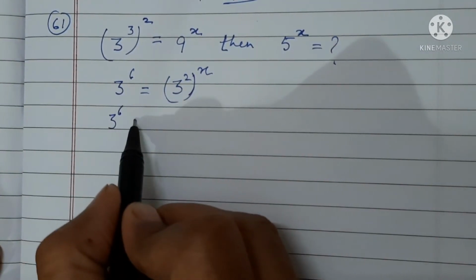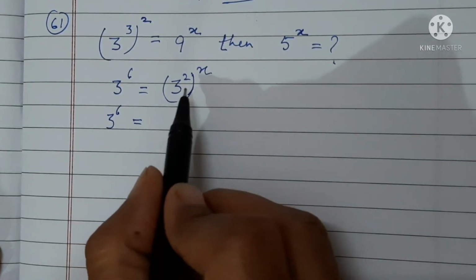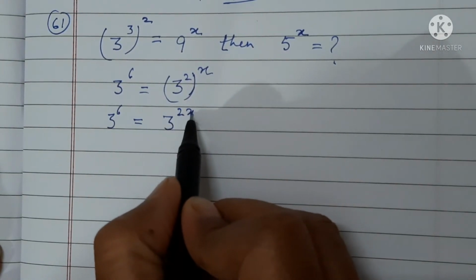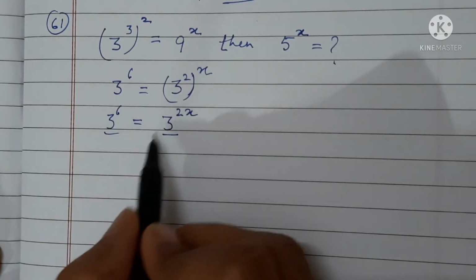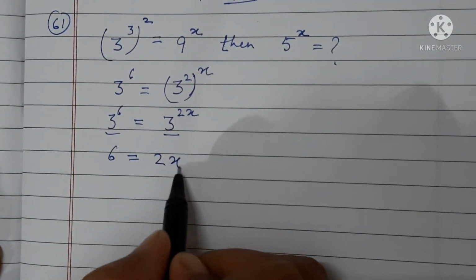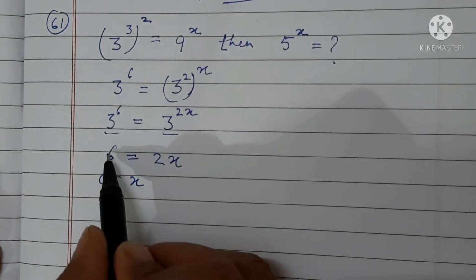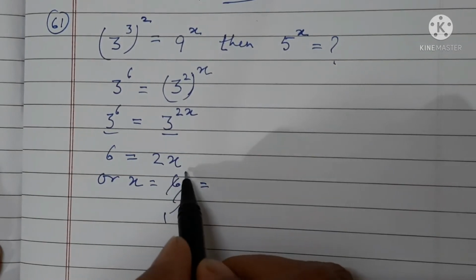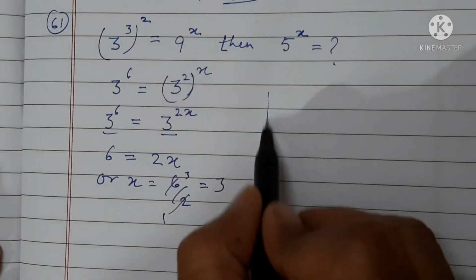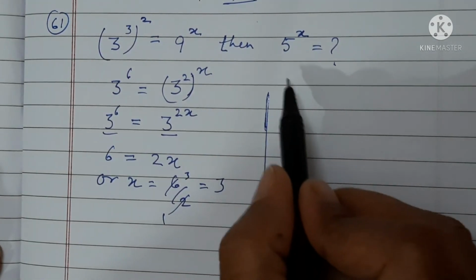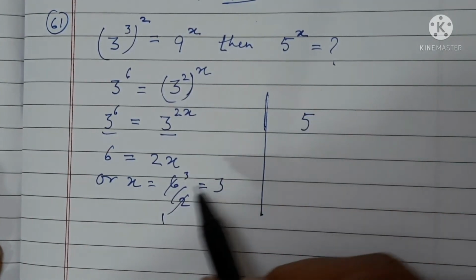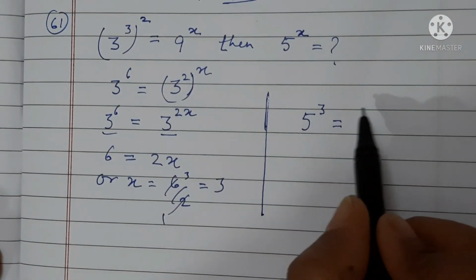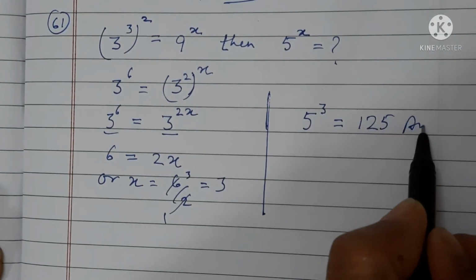Now 3 to the power of 6 is equal to, this power will multiply to make 2x. So you can write it 3 to the power of 2x. Now the bases are the same, so equate 6 is equal to 2x, or x is equal to 6 upon 2. So x is equal to 3. Now put the value in 5 to the power of x, which means 5 to the power of 3 is equal to 5 fives are 25, 5 twenty-fives are 125. Answer.